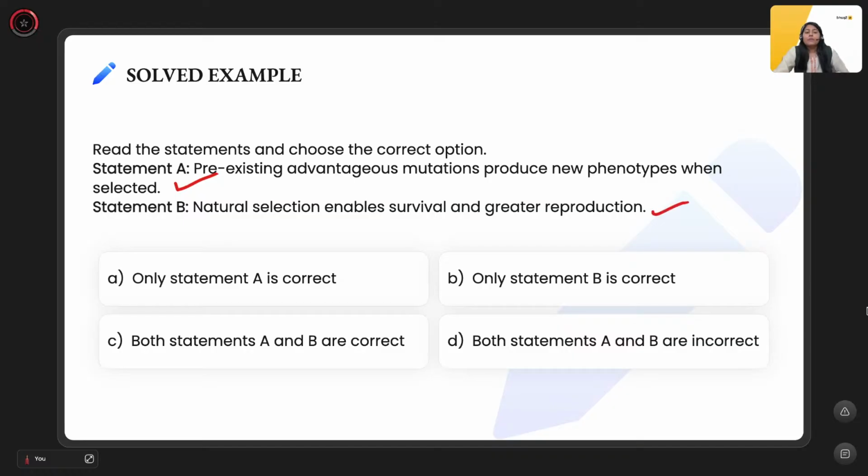Okay, so here both statements A and B are going to be correct. Okay, so option C, both statement A and B are correct.